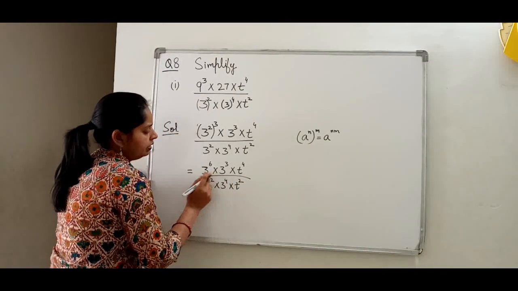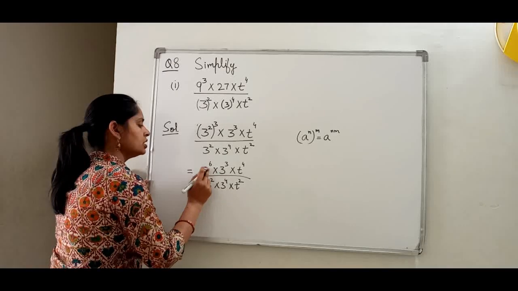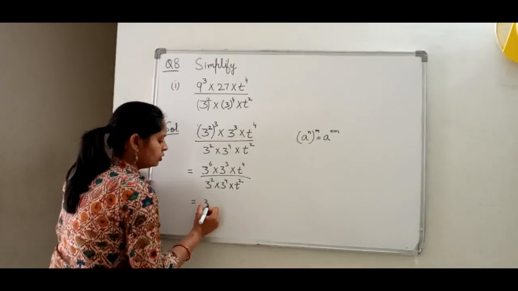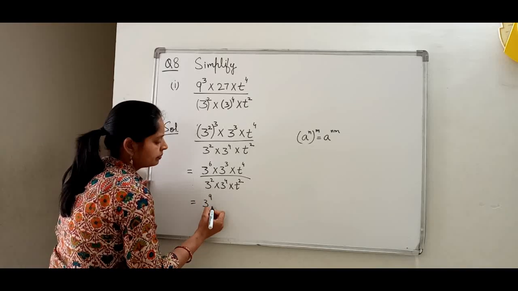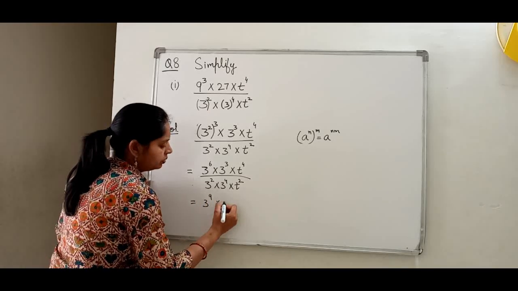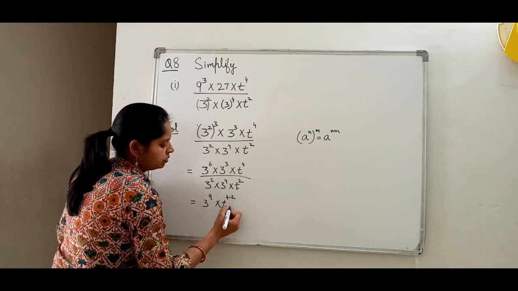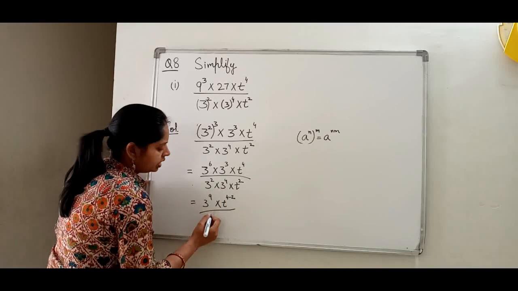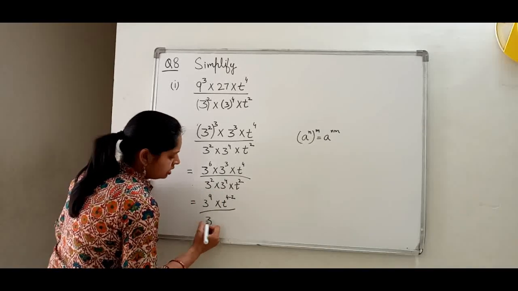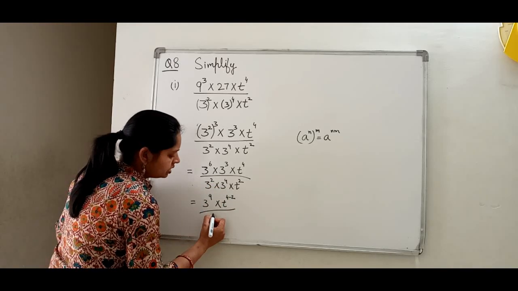In the numerator, the bases are 3 and there is a product, so the powers will get added. 3^(6+3), 6 plus 3 is how much? 9, right? Into t^4. In the denominator, t is also there and two 3s are there, so we can add the powers: 3^(4+2) will give you 6.